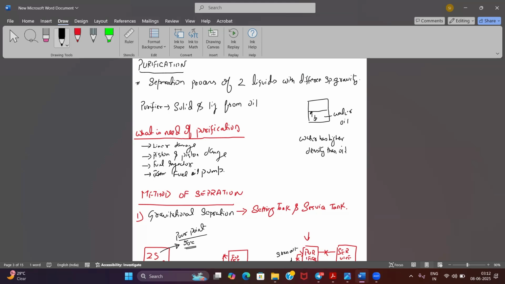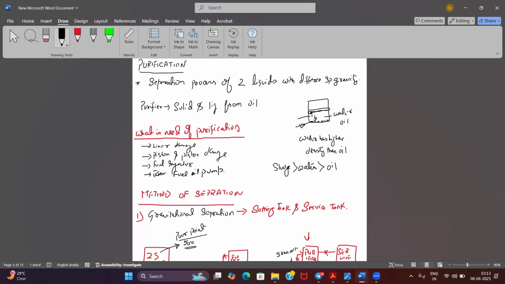Also, if there is sludge in the oil, that sludge or any solid particles will accumulate at the bottom of the container, because sludge has higher density than the water, and water has higher density than the oil. So oil will always float on top. After that, water will come, and after that, sludge will be accumulating at the bottom.